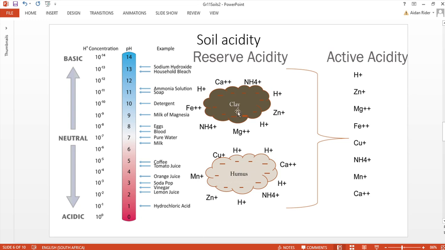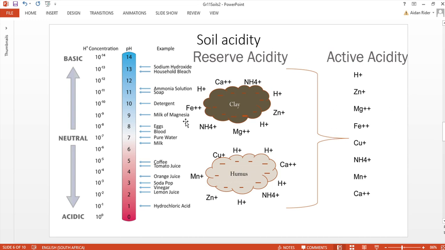So we get two types of acidity in the soil: reserve acidity and active acidity. Your active acidity is basically all those hydrogen ions and other types of cations in the soil that are freely available. They're loosely available inside the soil. They can be absorbed by plants, and if it rains, they can be washed away. So they're free between soil particles.